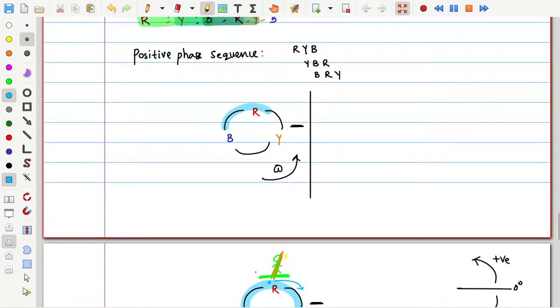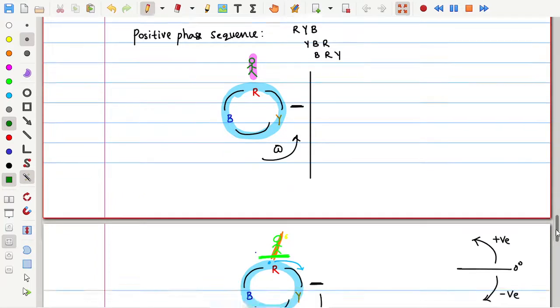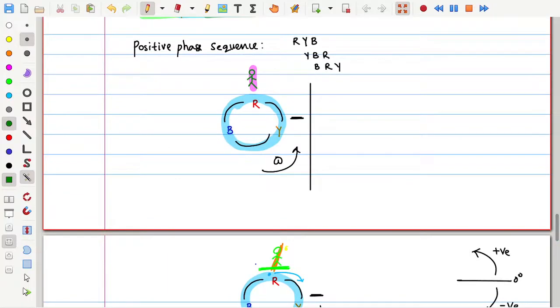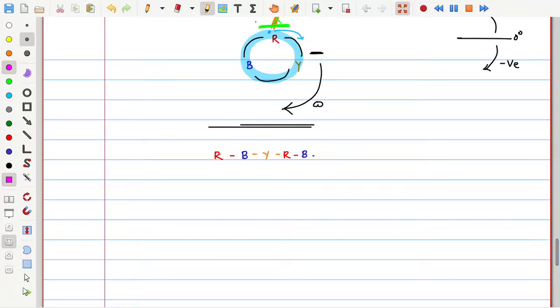This also is a ring which is rotating in what direction? Counterclockwise. Then if somebody is standing and sitting over here and checking who is coming first, like in a competition, then as this ring rotates in counterclockwise direction, what he could see is RYB. So usually RYB is referred to as positive phase sequence, and RBY is referred to as negative phase sequence.